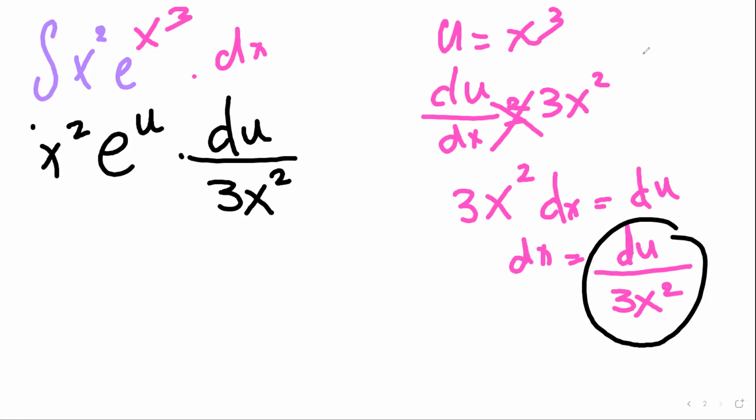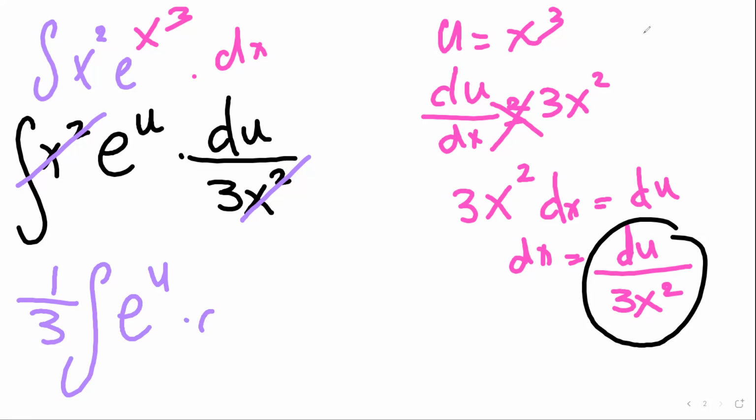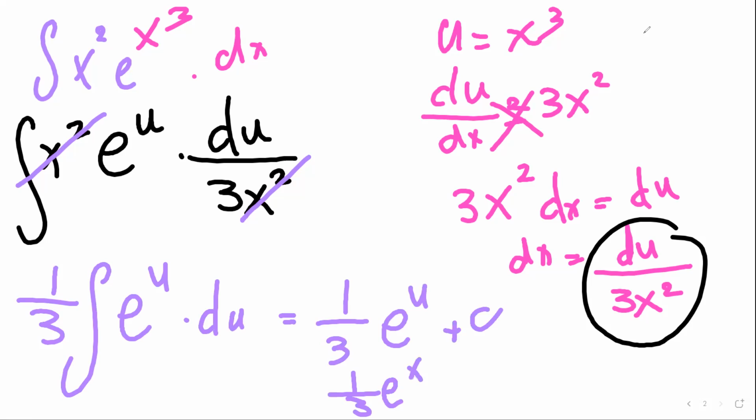And here you have x squared. Then x squared cancels x squared. So we have 1 over 3, the integration of e to the power u du. And the integration of e to the power u is e to the power u plus c. Then I replace u as x cubic, so it will be 1 over 3 e to the power x cubic plus c. Is it clear?